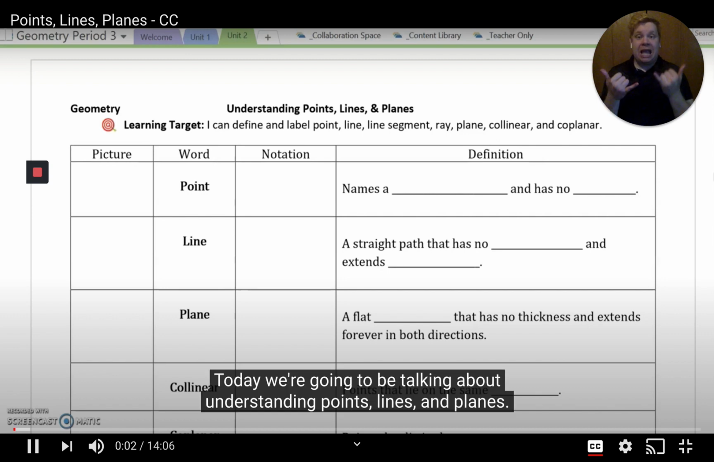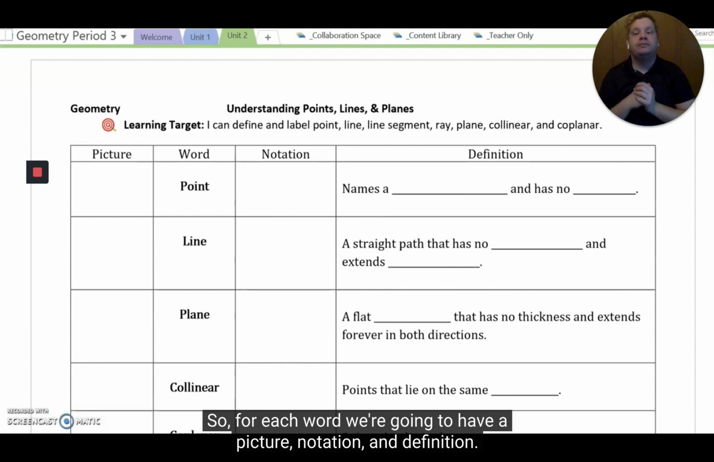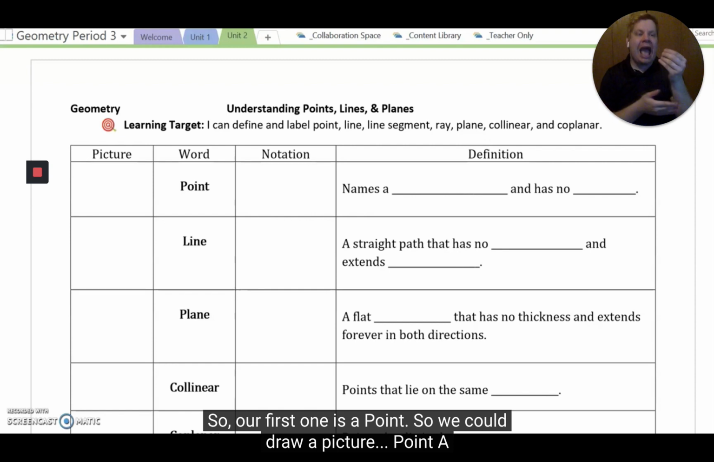to be talking about understanding points, lines, and planes. So our learning target is to define and label point, line, line segment, ray, plane, collinear, and coplanar. So for each word, we're going to have a picture, notation, and definition. So our first one is a point.